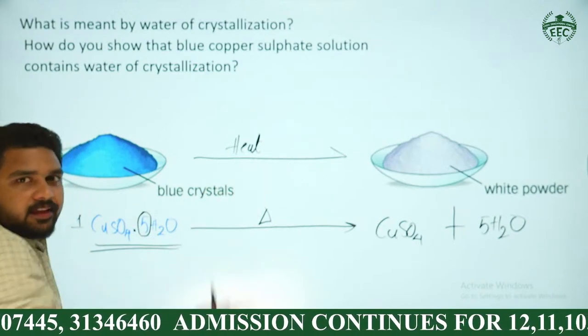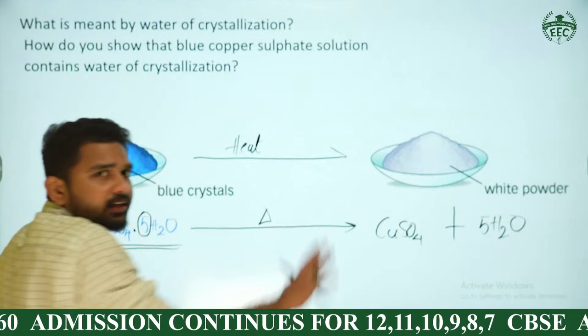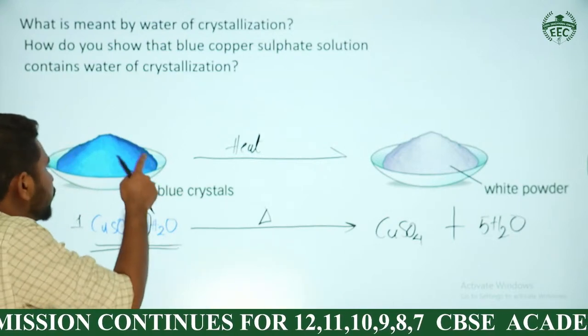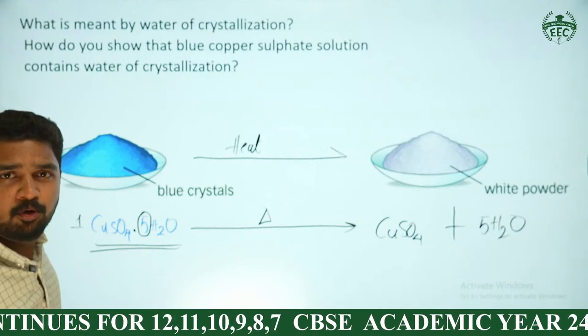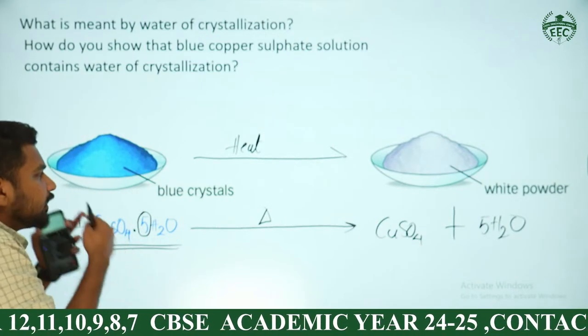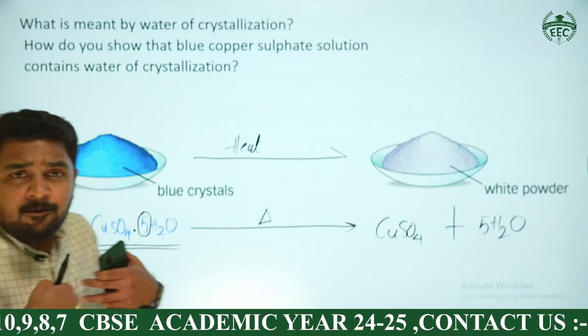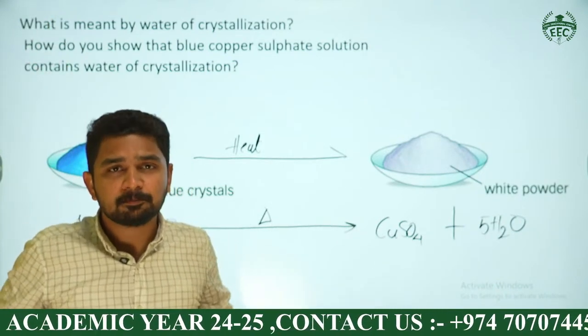Some relations are like that. When you separate it, yes, they will be white in color. Initially you can say that it is blue in color, right? When H2O is along with the copper sulfate, the copper sulfate will have blue color, the color of the sky.